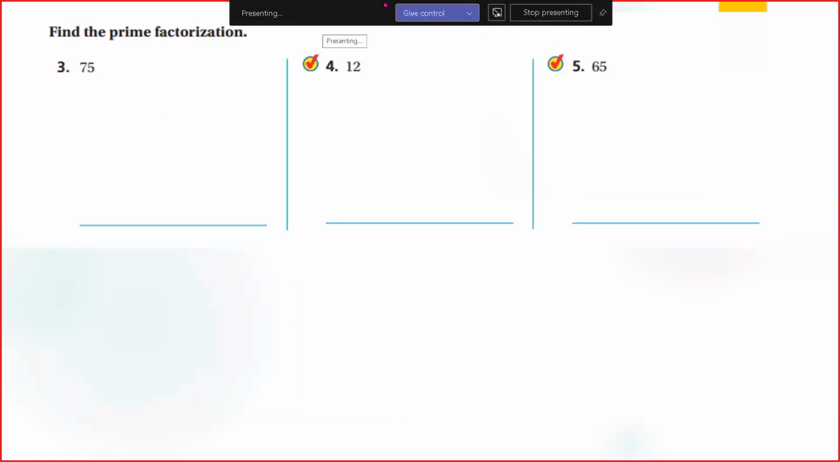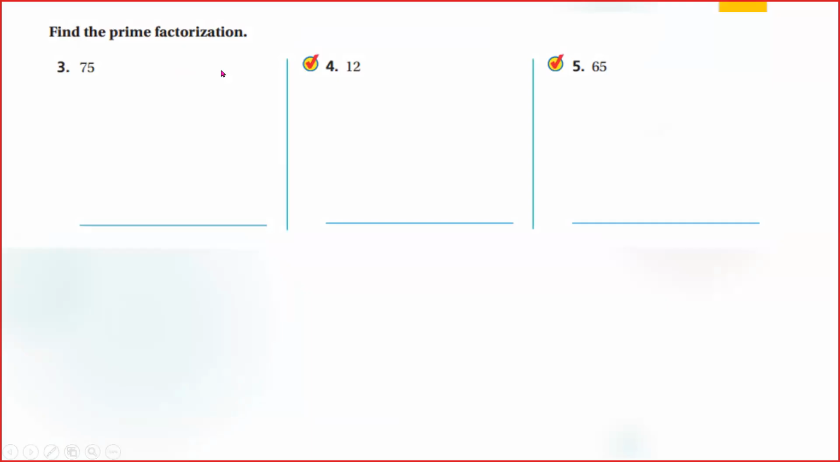Now here, find the prime factorization. What do you prefer, tree or ladder? The tree that we solved. Let's solve the tree. 75. Give me 2 factors that when you multiply them, you get 75.